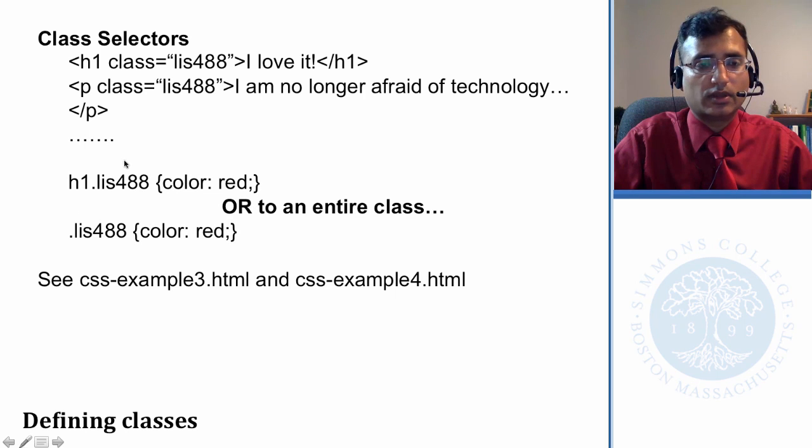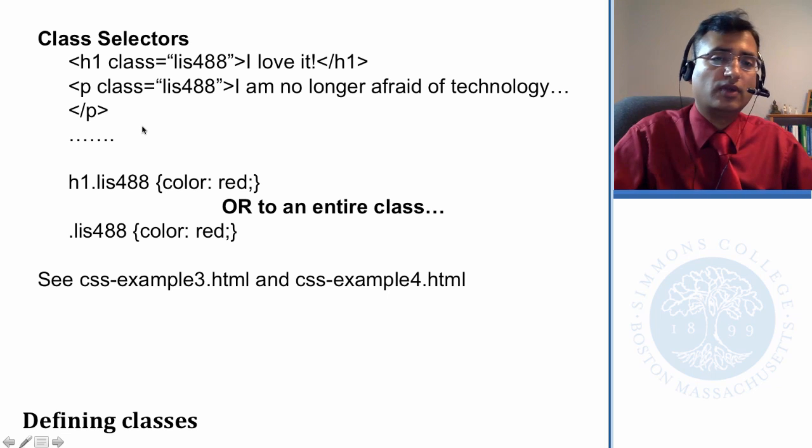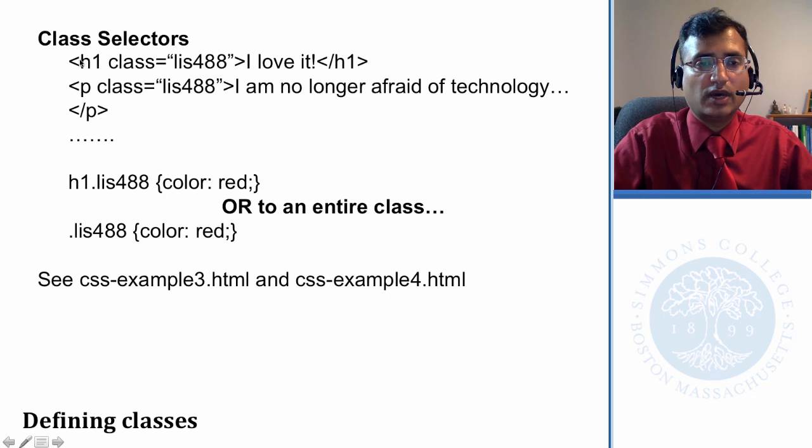So in your CSS, you'll specify this as h1.lis488 color red. What you're really doing is that you have your various tags, and then you're specifying elements within them, and you're specifying that for this heading 1, whenever you see this element specified over here, lis488, you should color this as red. So this part should be colored red when you display it.